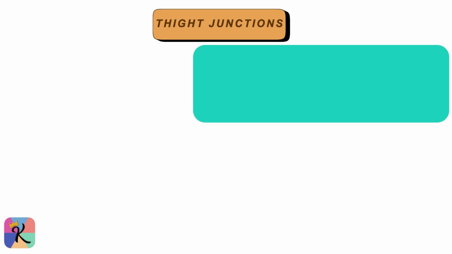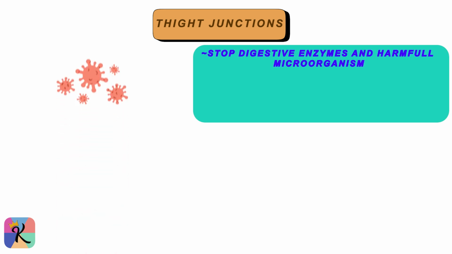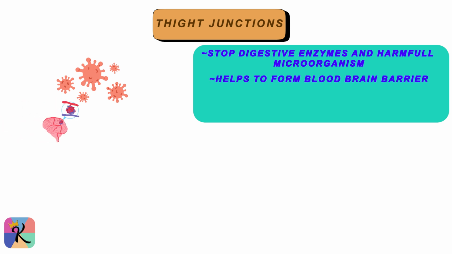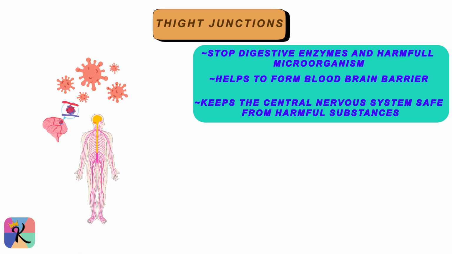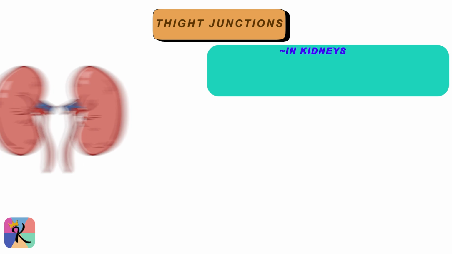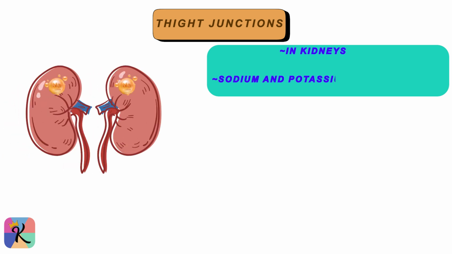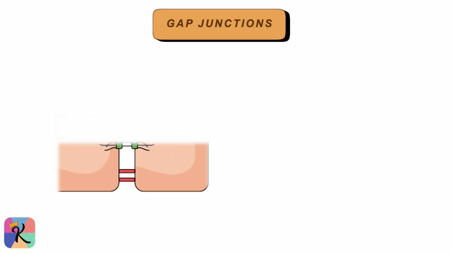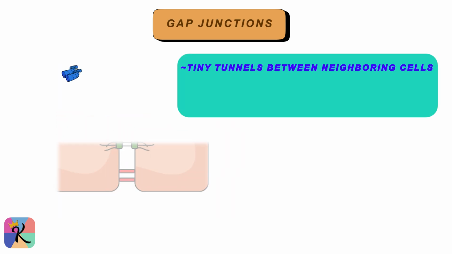In your gastrointestinal tract, for instance, tight junctions stop digestive enzymes and harmful microorganisms from getting into deeper tissues. And in the brain, they help form the blood-brain barrier, keeping the central nervous system safe from potentially harmful substances circulating in your blood. Interestingly, not all tight junctions are completely impermeable. In your kidneys, for example, certain ions like sodium and potassium can pass through, thanks to special pores in the claudins and occludins.